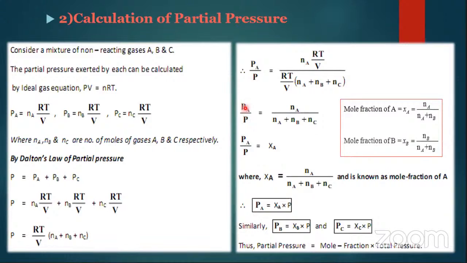Okay, so now PA by P, the partial pressure of A by the total pressure, is equal to Na by the total number of moles, which gives you the mole fraction of A. So simply, partial pressure of A by P is equal to the mole fraction of A. You can rearrange this: the partial pressure of A is equal to the mole fraction of A into the total pressure. Similarly, you can write the partial pressure of B is equal to the mole fraction of B into P, and the same thing for the partial pressure of C.